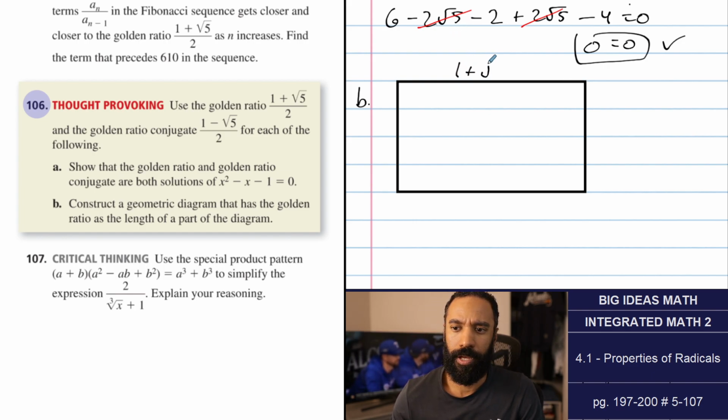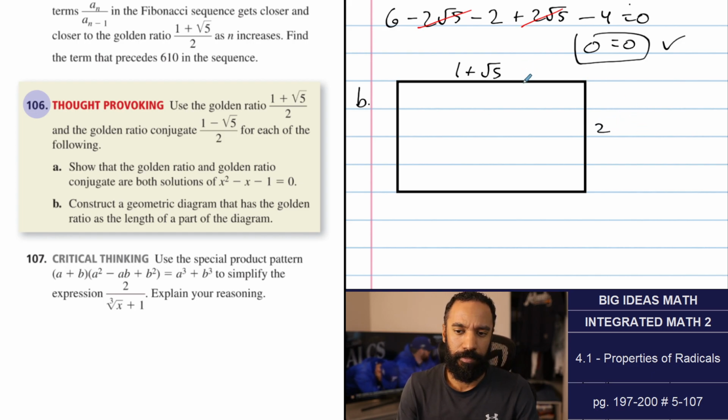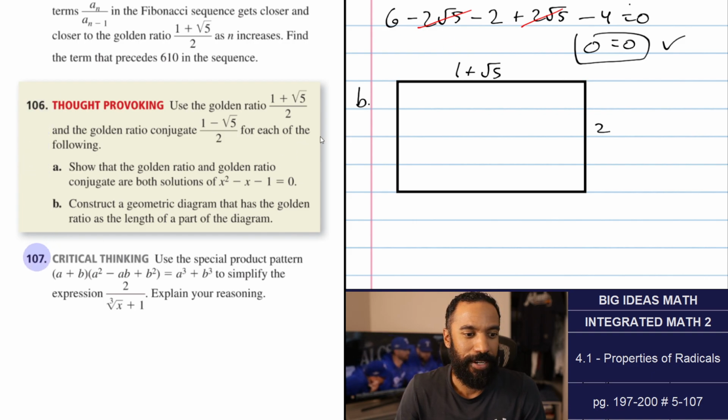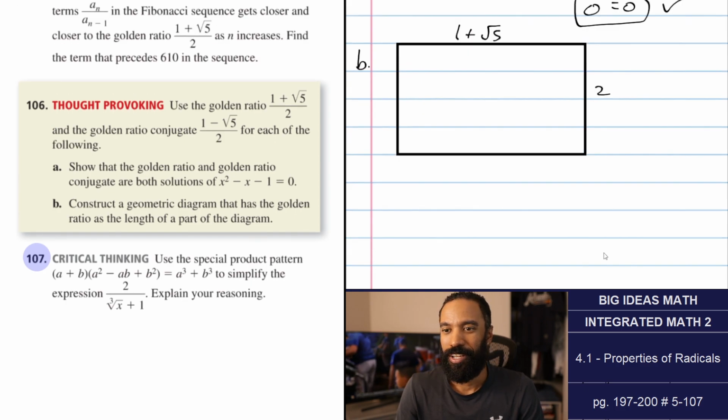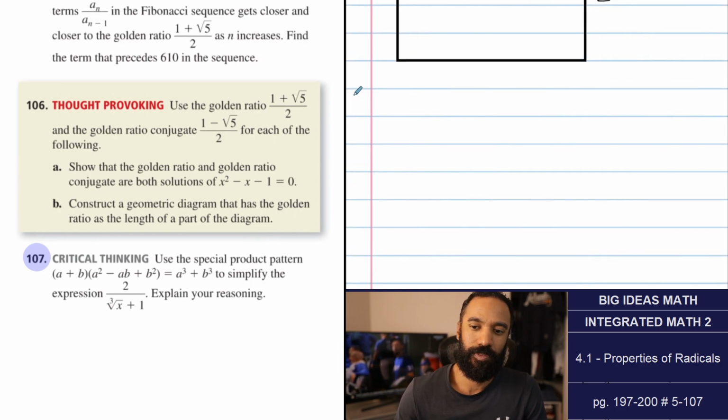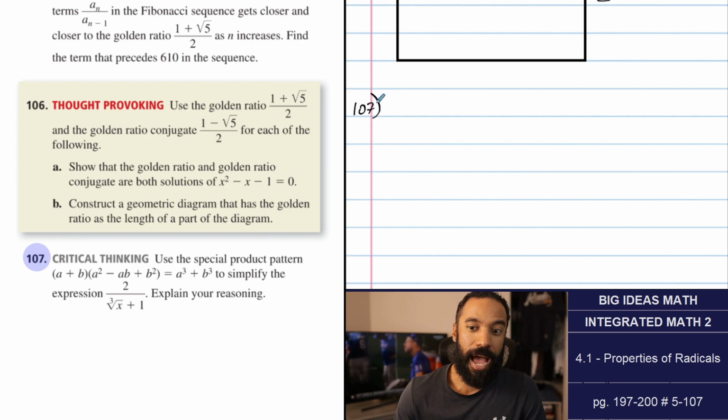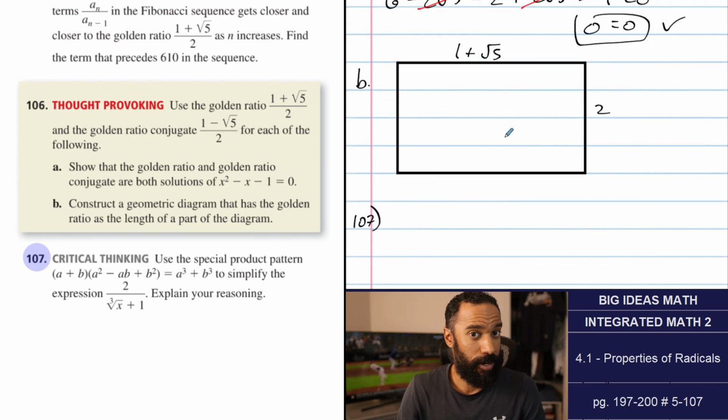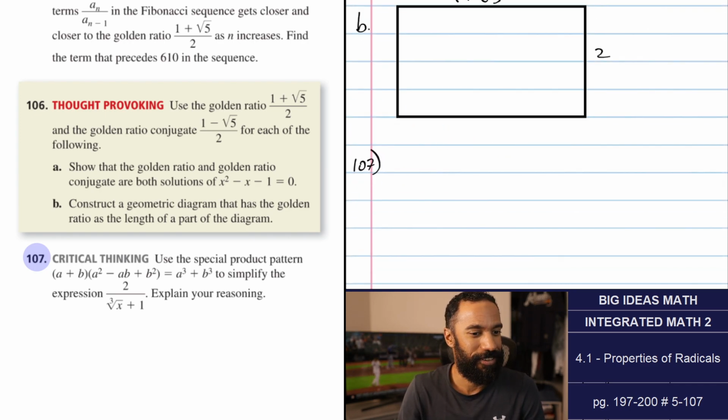It's 1 plus root 5 over 2. I'm not sure what they want me to do. There it is. I have no idea. I'm actually stumped on a question. I hope I did it right. All right, number 107, last question. I mean, I showed you what the golden ratio thing was before. Hopefully you can live off that for a bit.